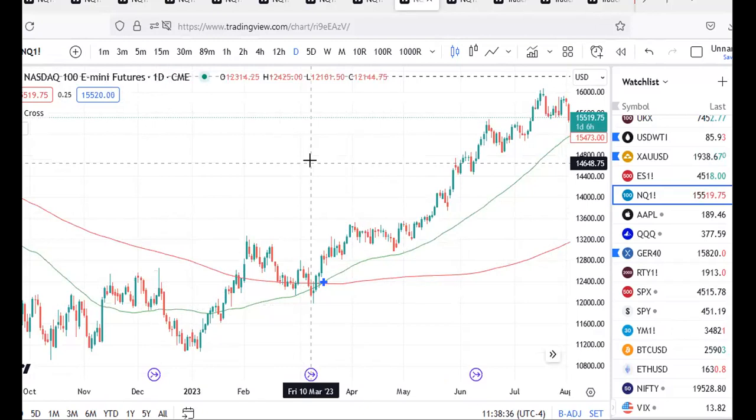I never trade golden crosses. I never trade death crosses. In fact, whenever I see crosses, I try to do the opposite of what is in the market. And I just showed you that they do not work.